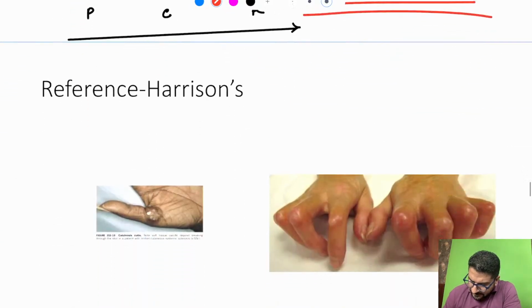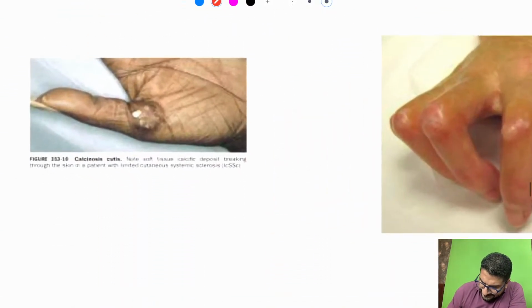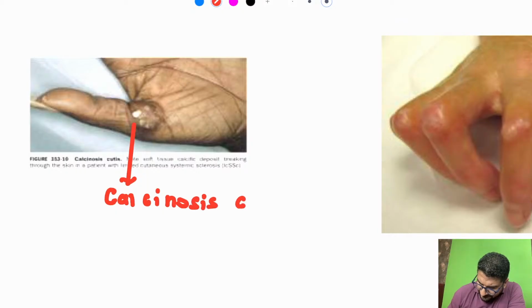Done. So here you can see calcium is precipitating. So this we call calcinosis cutis.